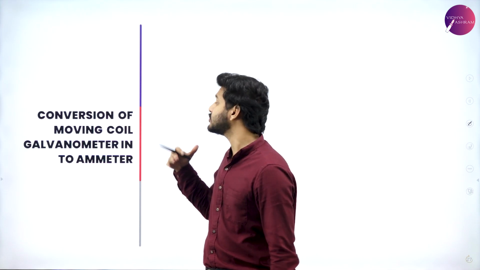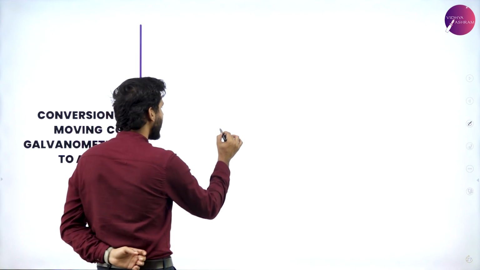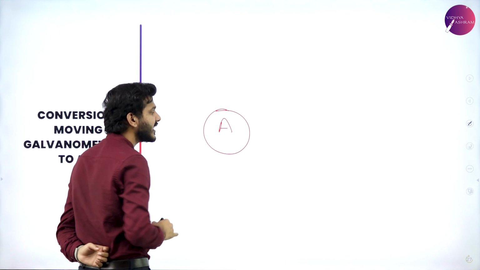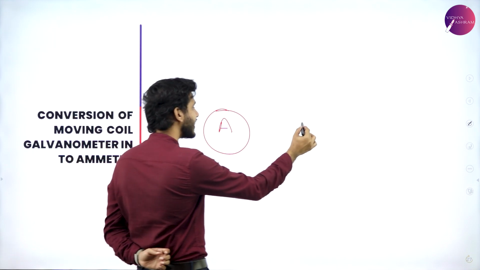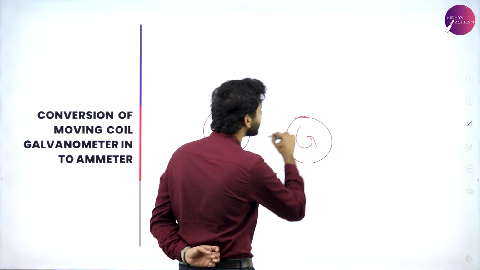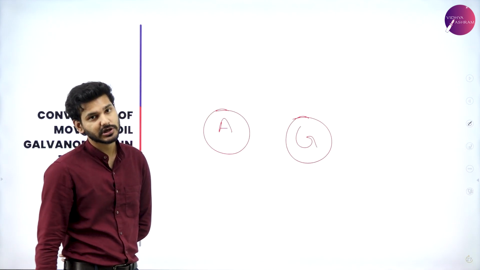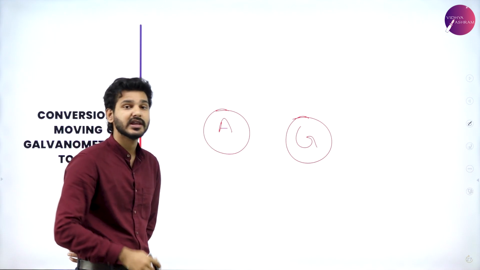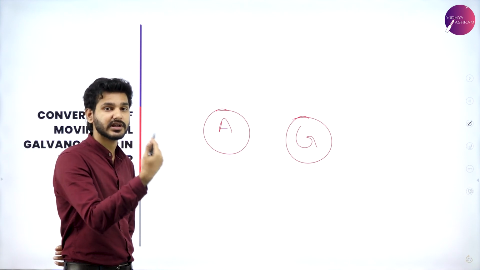Now, one more important thing is that we can actually convert our moving coil galvanometer into an ammeter. So what exactly is an ammeter? That is one more question we face. An ammeter is a device which can measure current flow. A galvanometer is a device which can detect the presence and direction of a current flow in a particular circuit, but an ammeter will give you the actual value, that is, how much current is flowing through that particular circuit.